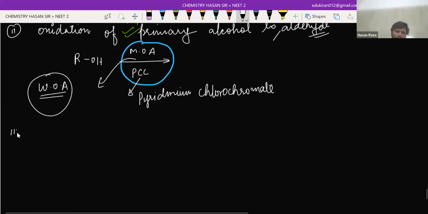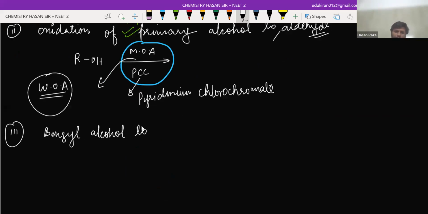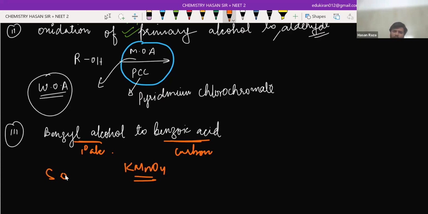The next is also related to the first one, which is benzyl alcohol to benzoic acid. Very good. Benzyl alcohol, again a primary alcohol converting into carboxylic acid. This is your carboxylic acid. So we need acidified KMnO4 or K2Cr2O7, a strong oxidizing agent.